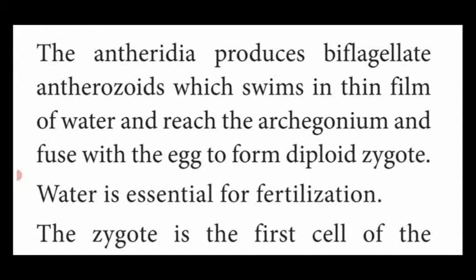In the algae, we have seen that it is the oogonium, or female sex organ. Here in bryophytes, it is modified into the archegonium, a female sex organ which contains a single egg. So the antherozoid fuses with the egg to form a diploid zygote.